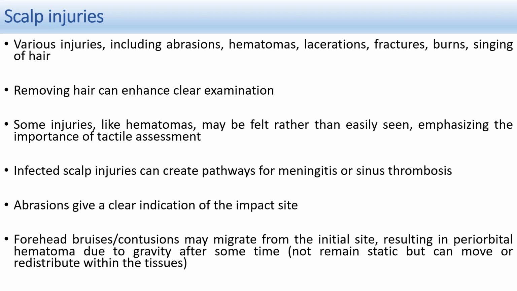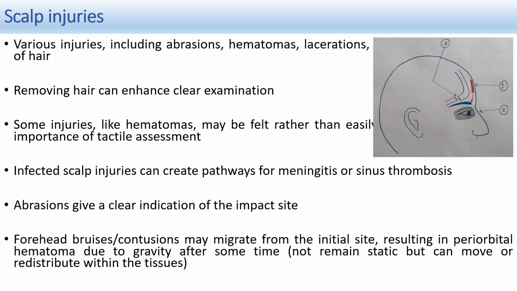Now it's time to learn about the three mechanisms of causation of black eye. As you can see here, the first mechanism is if you get an impact over the forehead, the extravasated blood can seep around the eyes, as you can see here.